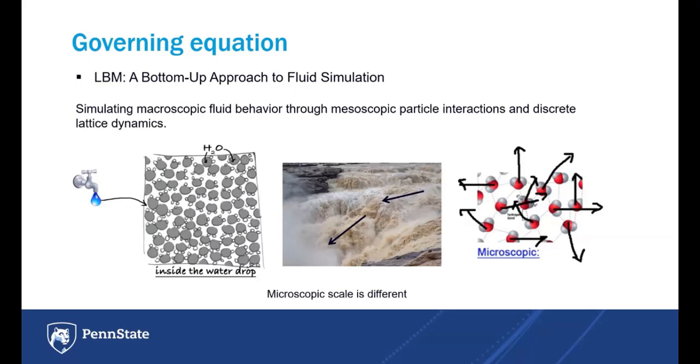So here are some questions. What are the big problems with the microscopic scale? How can we define the density? How can we define the velocity? And what's the link between the movements of particles and the observed properties of the fluid?